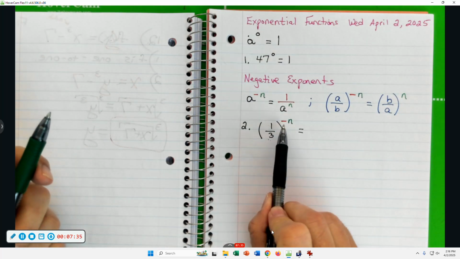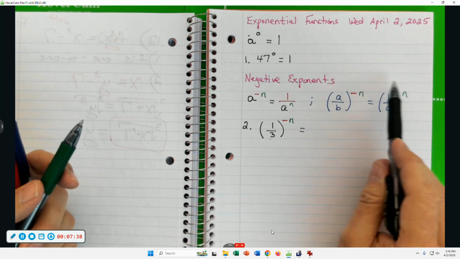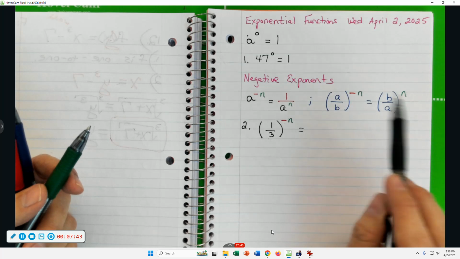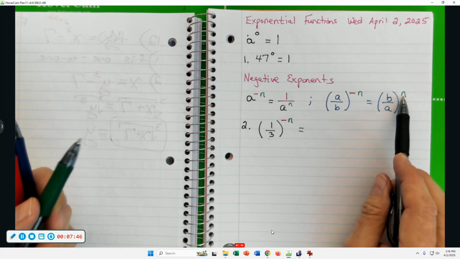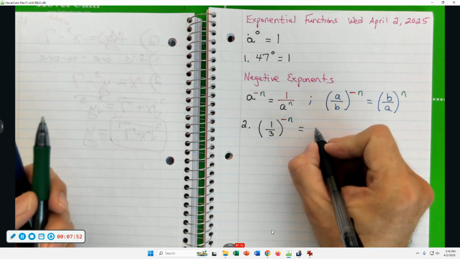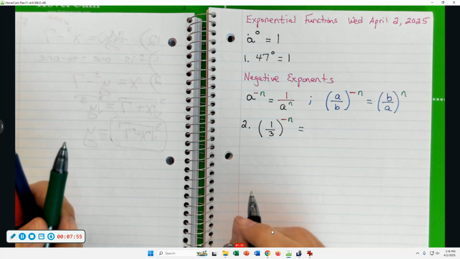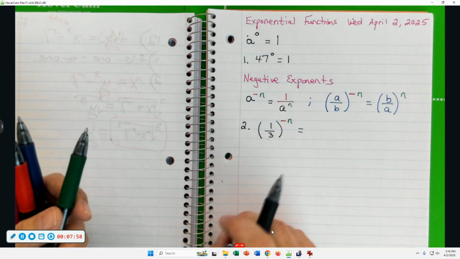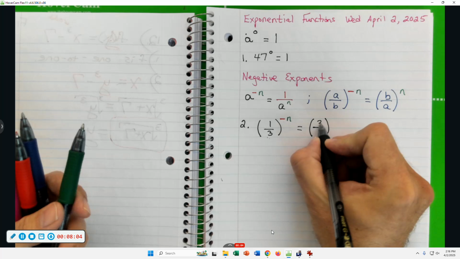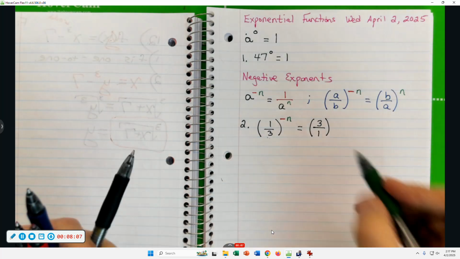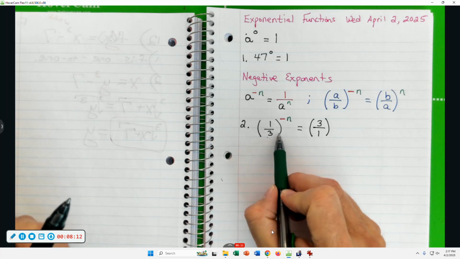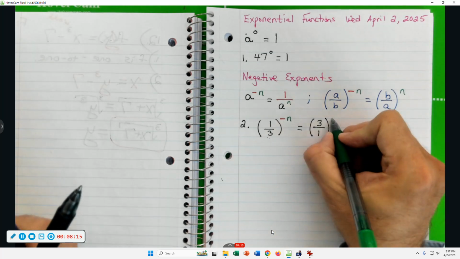This is a fraction to a negative exponent, so I'm using this statement right here. To raise a fraction to a negative exponent, you flip the fraction and then just raise it to a positive power. So here's what I'm thinking. If I flip 1 over 3, what do I get? 3 over 1. I don't really need to write that over 1, do I? But you flip. I just want to illustrate. You're flipping the fraction. That gets rid of the negative exponent.